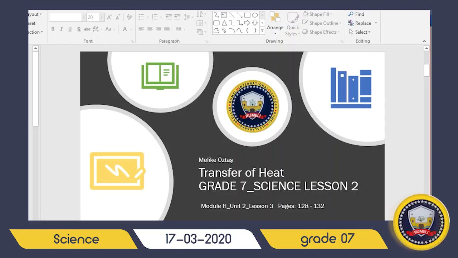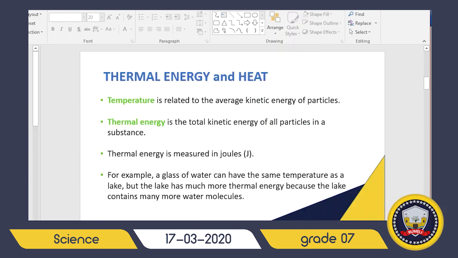Hello my dear students, today we are going to continue our lesson about thermal energy and heat by discussing how we transfer the heat. So, yesterday we discussed what is heat and what is thermal energy and how they are related with temperature, and today we are going to discuss the effects of heat on other materials and how we are transferring the heat. Okay.